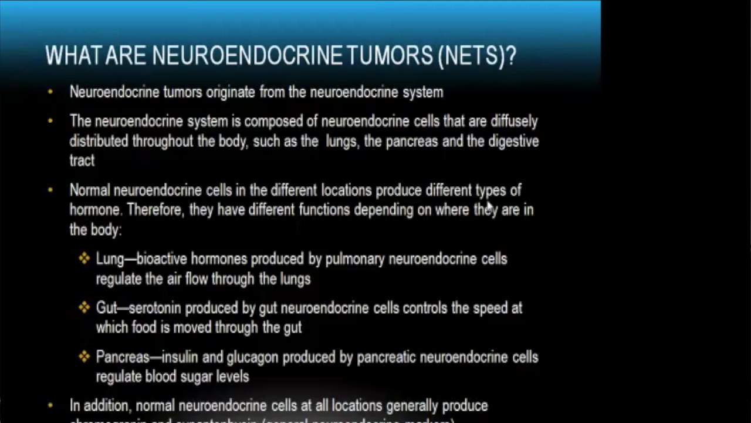So in addition to these specific hormones produced by different kinds of neuroendocrine cells, normal neuroendocrine cells in general can also produce two common molecules called chromogranin and synaptophysin. And basically most neuroendocrine tumor cells can also produce these two molecules. Therefore, chromogranin and synaptophysin are considered general neuroendocrine markers. So we use these markers to help us make diagnosis in pathology.